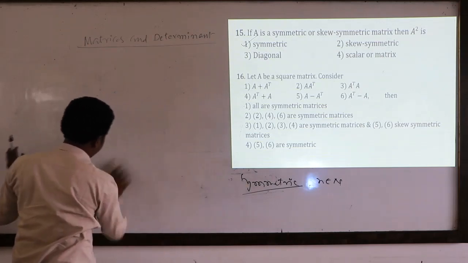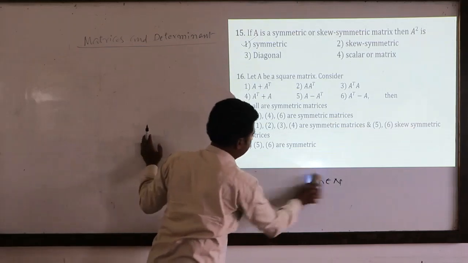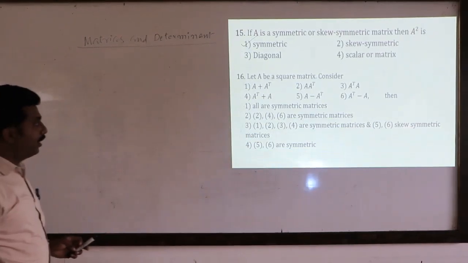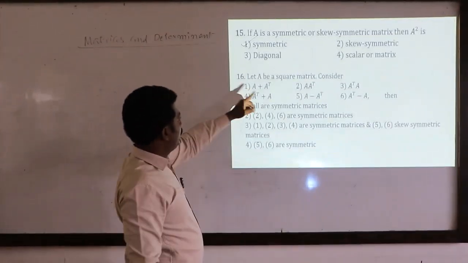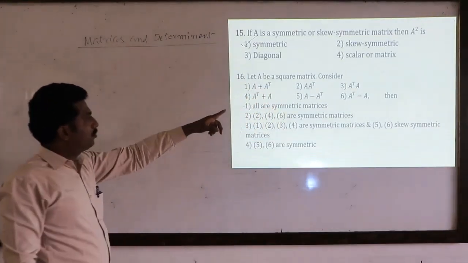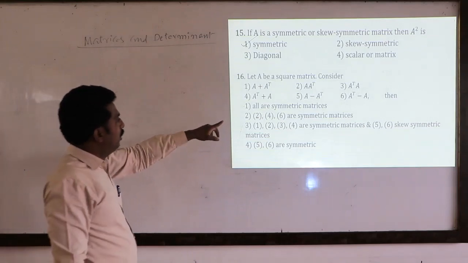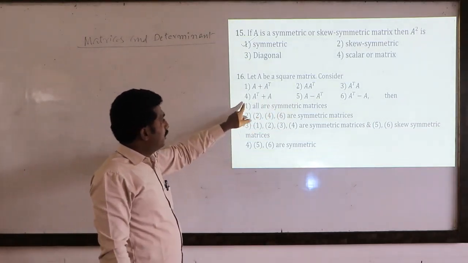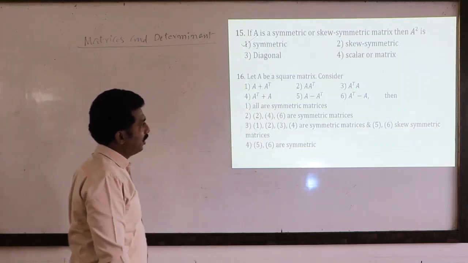Next question, if you read, A is a square matrix. A plus A transpose, A transpose A, and so on. Like that 6 questions they have given. What they are asking is whether all are symmetric matrices or not.